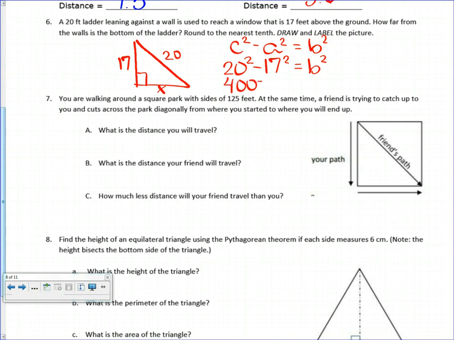20 squared is 400. Then you're going to do 17 squared, which is 289. When you subtract those, you get 111. Because we're looking for a distance, our last step is going to be to square root. So take the square root of 111. Round to the nearest tenth, and you'll get 10.5.